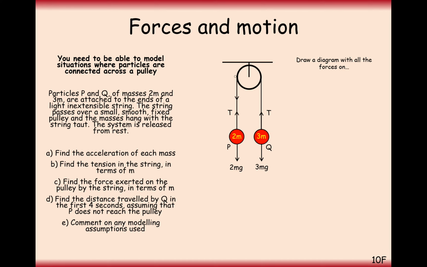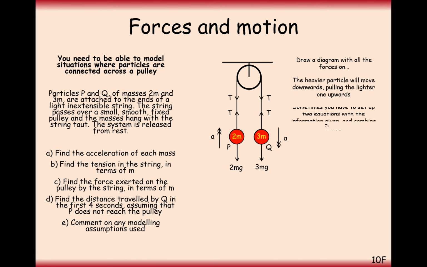And the point at which the string meets the pulley system as well will have equal and opposite tension as well. So really it's a little bit further up the string up here, but we'll draw it lower down so it's more visible to us. The heavier particle will go downwards, so acceleration is down for Q and up for P. And sometimes we have to set up two equations, one for P and one for Q.